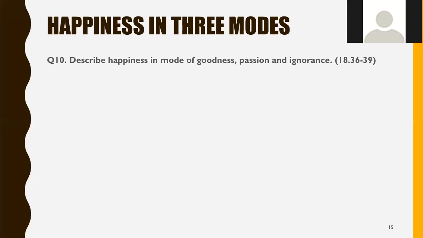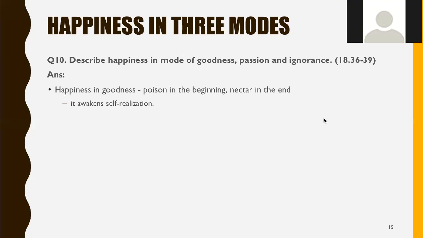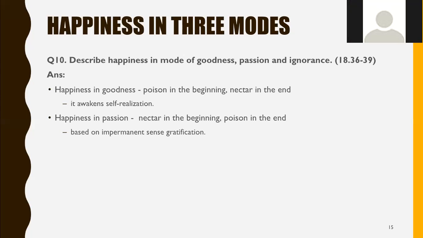So happiness in goodness is something that destroys sorrow. It is poison in the beginning but nectar at the end. Very good. It awakens self-realization. And happiness in passion appears as nectar at the beginning, but it is poison at the end. You feel very happy at the beginning, but poison at the end. Correct. And in ignorance, it is delusion from beginning till end. Yes, laziness, really. Sleeping.